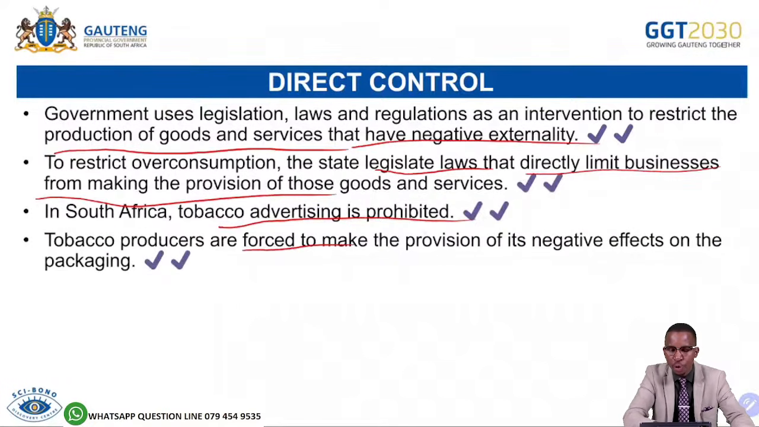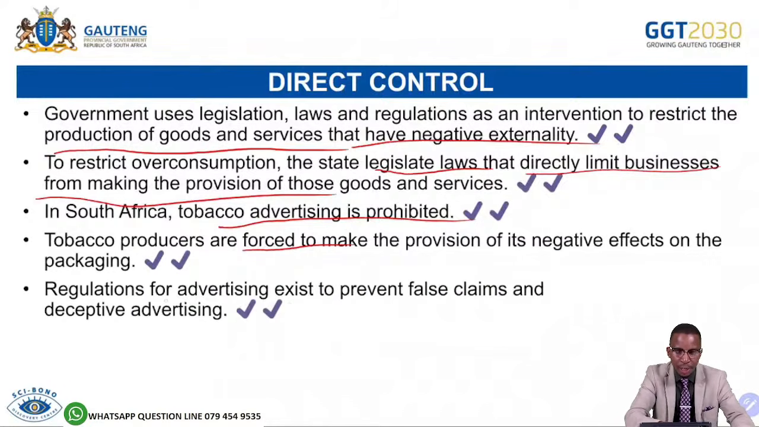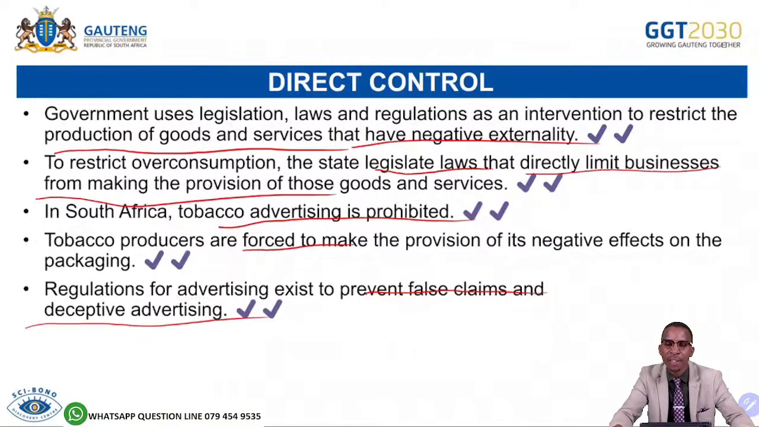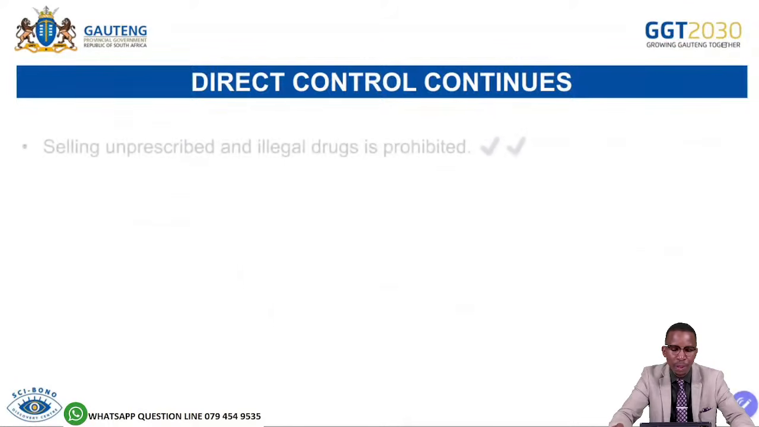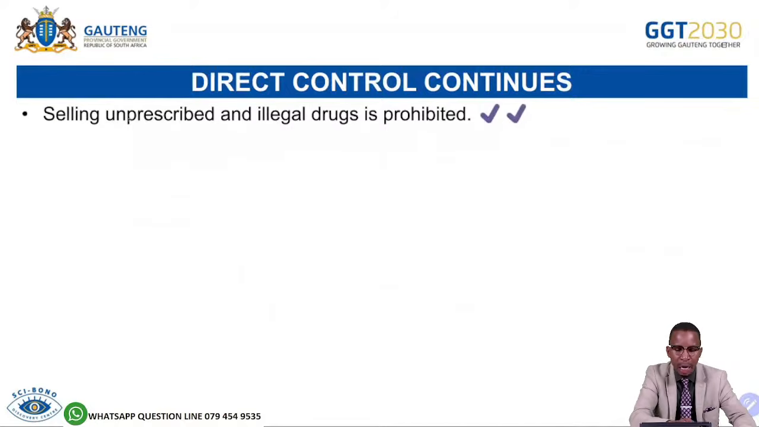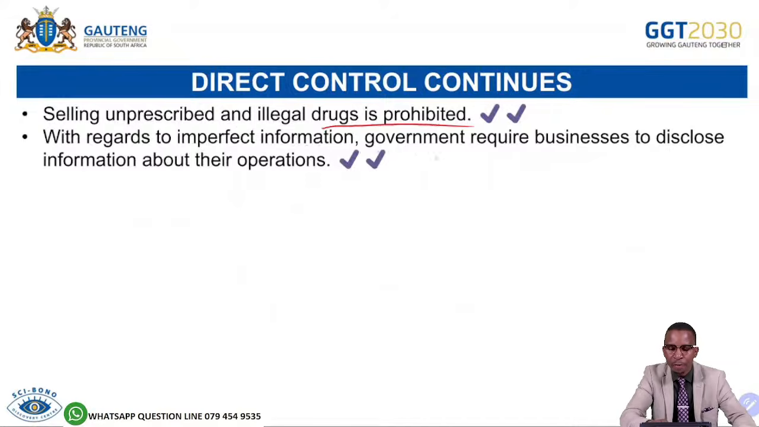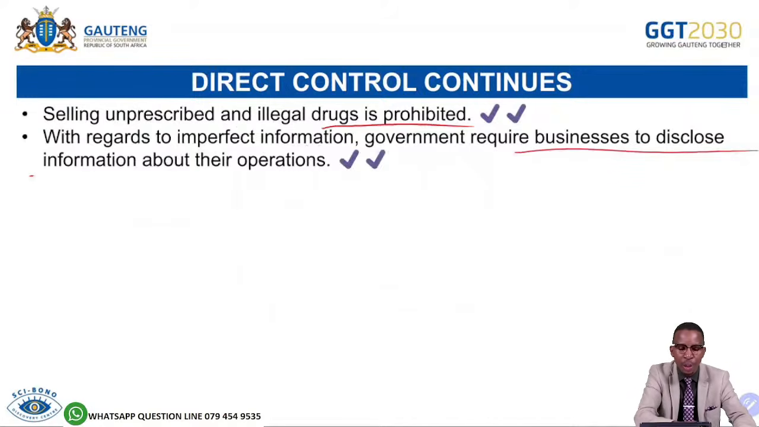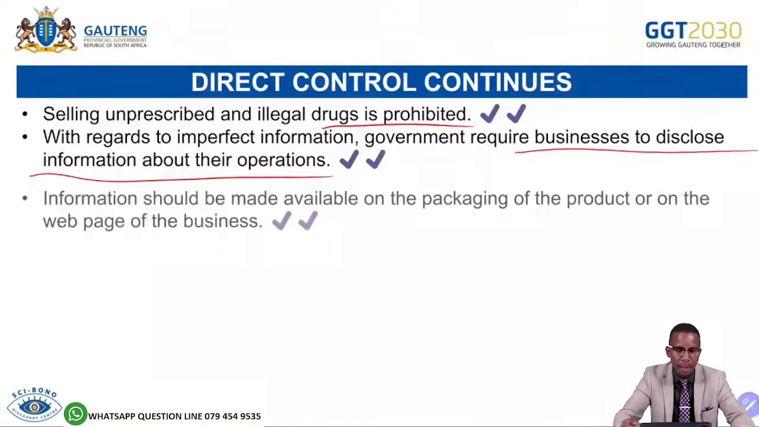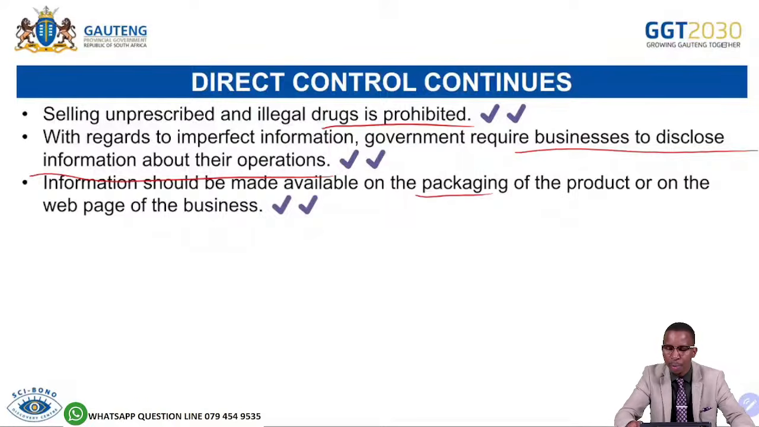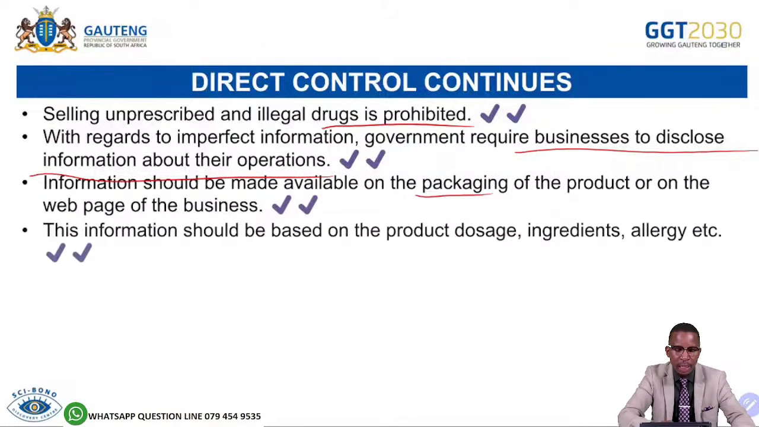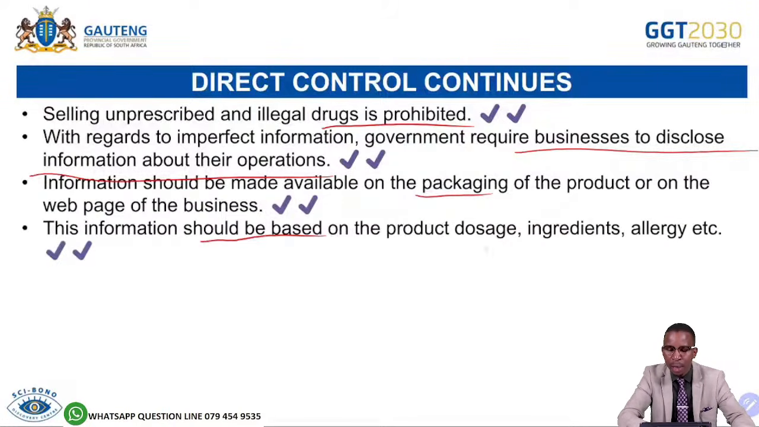Tobacco producers are forced to display the negative effects on the packaging of the product. Regulations for advertising exist to prevent false claims and deceptive advertising. Then we continue. Selling unprescribed and illegal drugs is also prohibited. There must be a prescription. With regards to imperfect information, government requires businesses to disclose information on the packaging or the web page of the product. This information should be based on the product dosage, ingredients, allergies, etc.